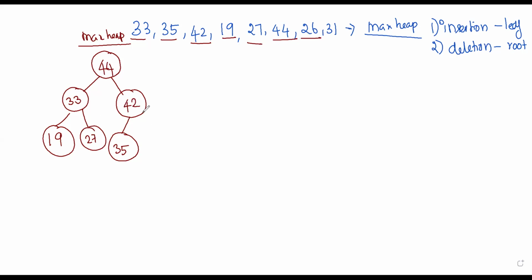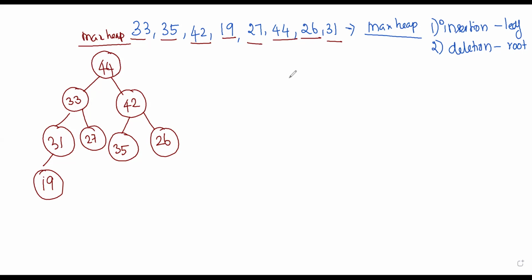Next is 26. So 26 here. Check with its parent. It is smaller, so leave it. Next is 31. So next position here. 31 is greater than its parent, so swap it. 31 comes here and 19 will be here. Check with its parent. 31's parent is 33. So it is greater, so leave it. So this is your max heap. Now we have created and inserted elements in a max heap.